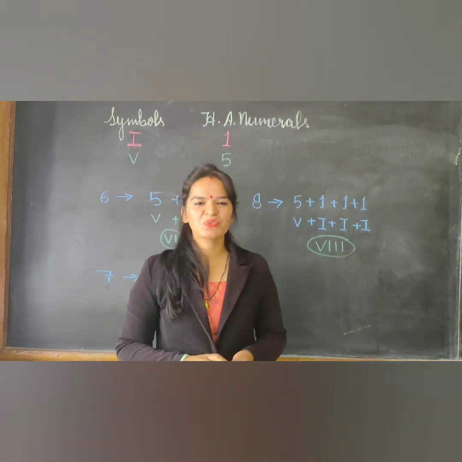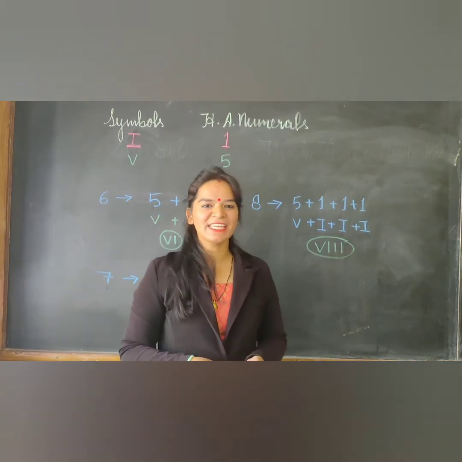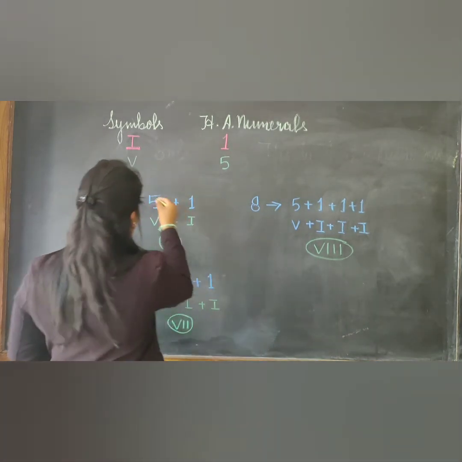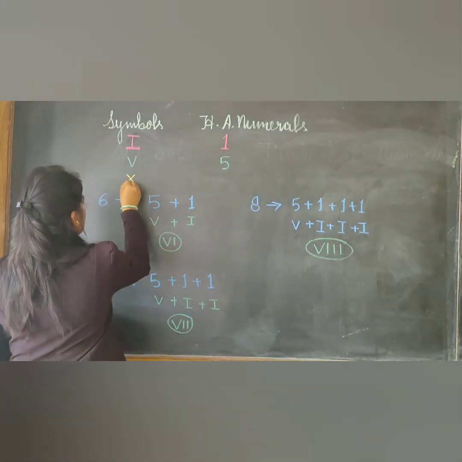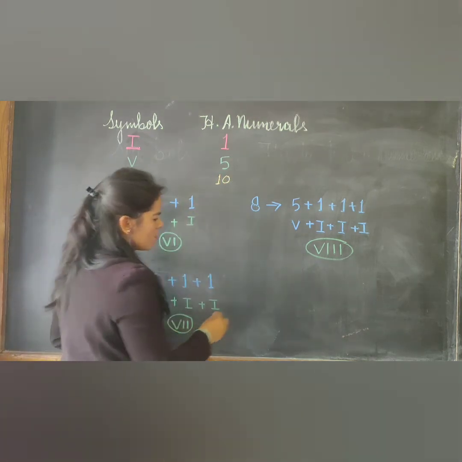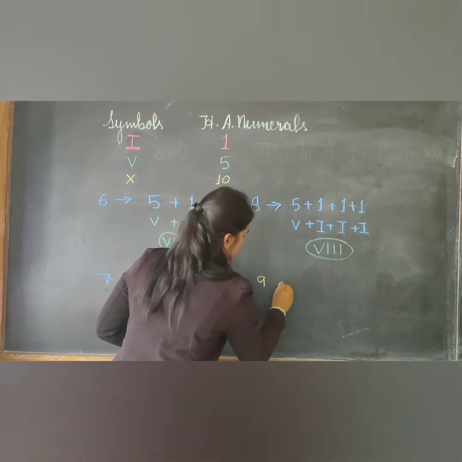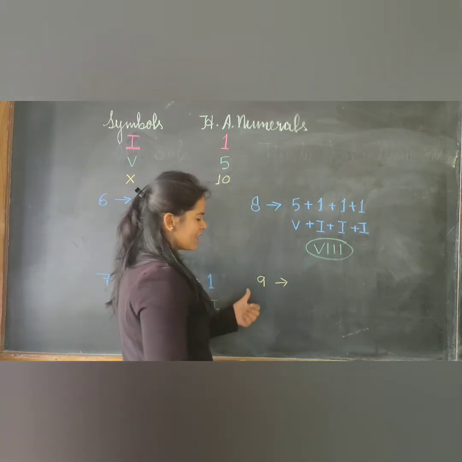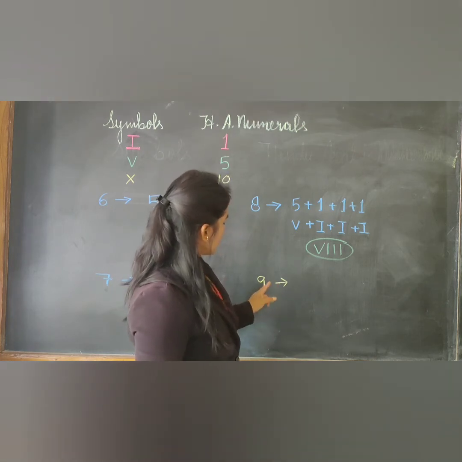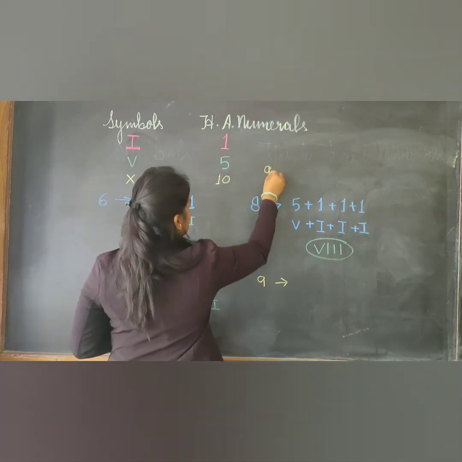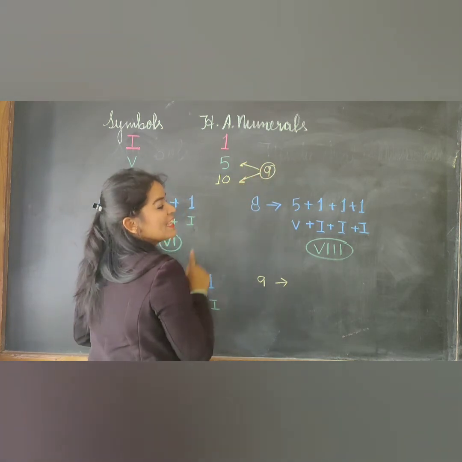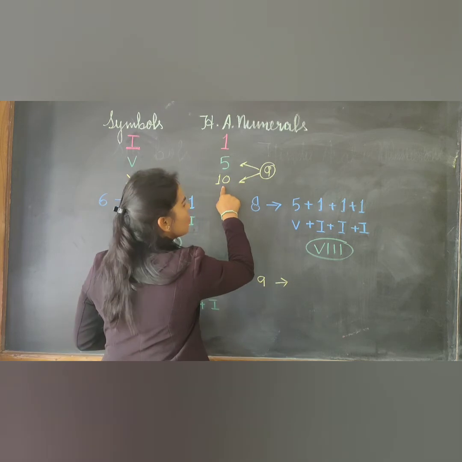Now students, how to write 9 in Roman numerals? As we know, for 10 we write X in Roman numerals. Now we have to find out how to write 9. Now compare, is 9 closer to 5 or is 9 closer to 10? Yes, 9 is closer to 10.